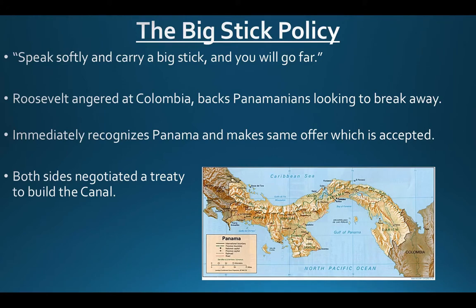So when Colombia comes back and says they're not willing to take these terms that the United States laid out, Roosevelt is angered by this, and in fact, he is going to actually back a coup by the Panamanians that have been looking to break away from Colombia. So when he backs this and the coup is successful, Roosevelt will immediately recognize Panama and then make them the same offer that they had made the Colombians, and the Panamanians are going to accept this, right? And then both sides negotiate the treaty to build the canal, and they are going to be successful. It's a huge work project that's going to be very, very difficult to pay off, but when it is done, the fruits of it are still seen, obviously, today.